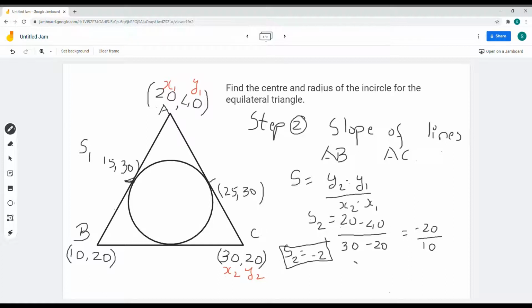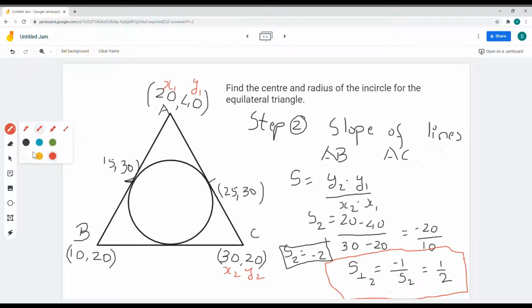So that means the slope of the perpendicular for line 2 is nothing but negative 1 divided by S2. In other words, it's negative 1 divided by negative 2, which is positive 1 over 2. And this is something that's again important for the next step. Let me put this within the box. So I've got the slope of line S1. Let me put that here and go back.